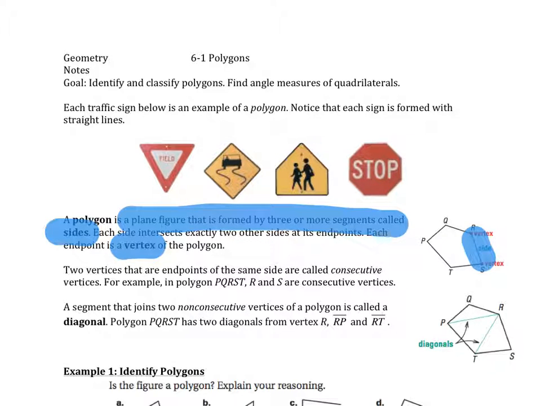2 vertices that are the endpoints of the same side are consecutive, so they go one right after the other, called consecutive. So P, Q, R, S, and T would be consecutive. R and S are consecutive, S and T consecutive, etc. If I join 2 non-consecutives, 2 that aren't side by side, that segment is called a diagonal. So in our example over here, RP and RT are diagonals.